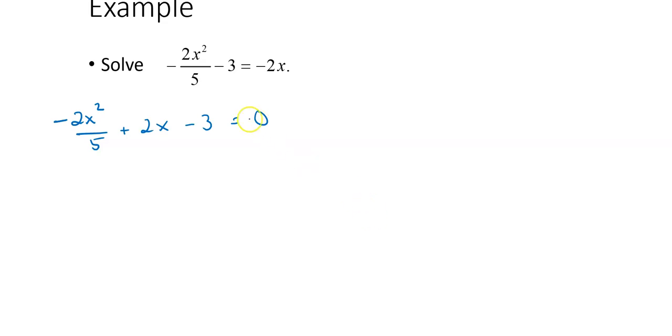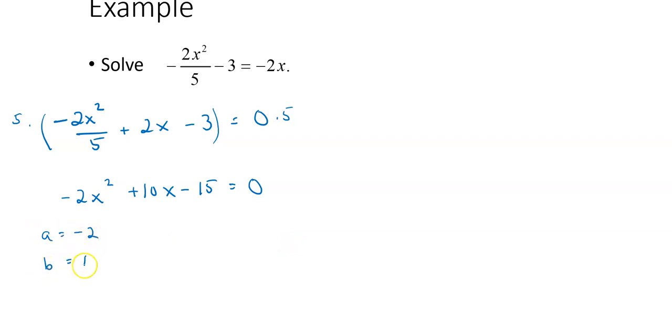If I want to get rid of that fraction, if I would rather work only with whole numbers initially, multiply both sides by 5. Now clearly 0 times 5 is still 0. Over here then, I'll end up with a negative 2x squared. 5 times 2 is 10. 5 times 3 is 15. Now I've got it in what I'm considering an easier form. So my a is negative 2. My b is 10. My c is negative 15. My reminder is make sure that you're multiplying everything through by 5, not just the term with the fraction.